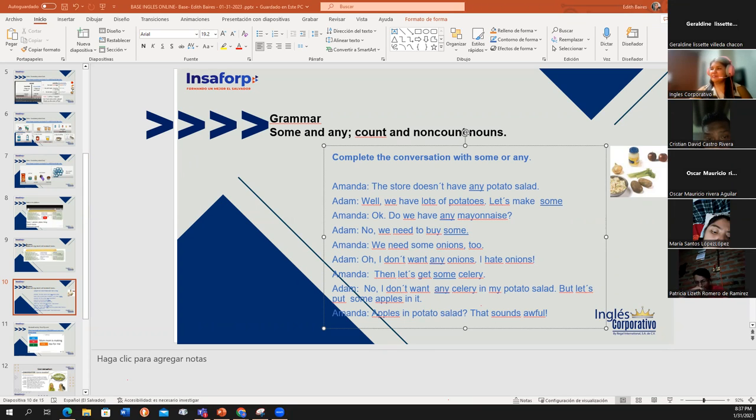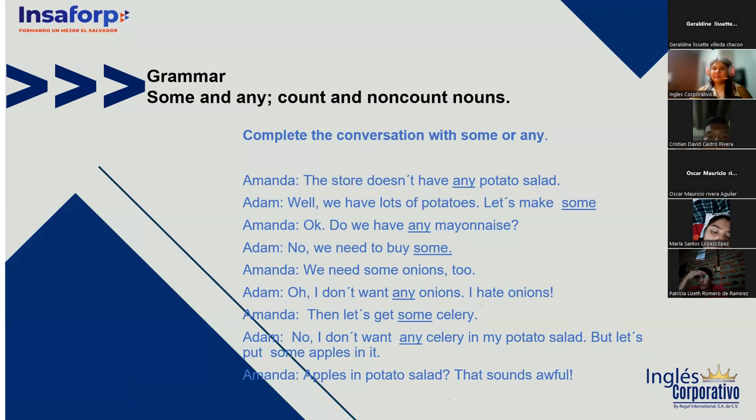Okay, the store doesn't have any potato salad. Well, we have a lot of potatoes. Let's make some. Okay, do we need any mayonnaise? No, we need to buy some. We need some onions too. Oh, I don't want any onion. I hate onion. Then let's get some celery. No, I don't want any celery in my potato salad, but let's put some apple in it. Come on. Apples and potato salad, that sounds awful.